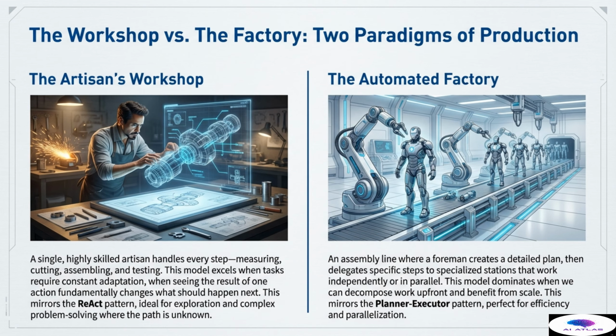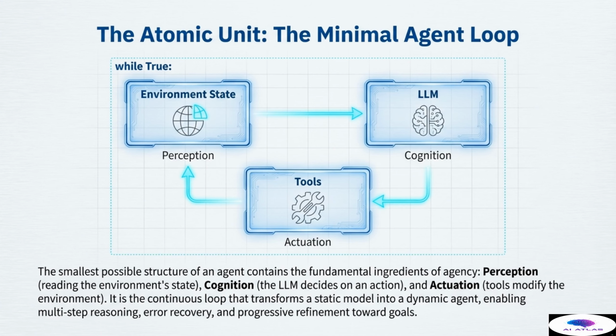Before we build large factories or workshops, we must first define the most basic component, the atomic unit, which is the minimal agent loop. Agency is not just about utilizing a large language model. It is about linking that powerful model to the outside world in a continuous, self-correcting cycle. We break this loop down into three fundamental ingredients that must operate in sequence.